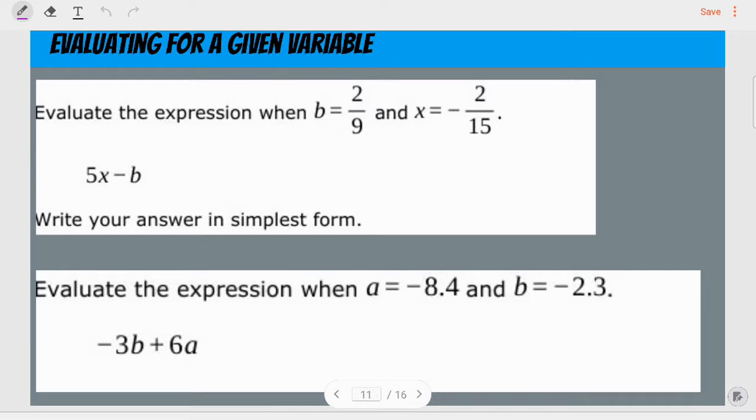Last problem. Now, you'll notice on this page that we've got some fractions and decimals. Don't be intimidated. Remember that we are able to use our calculator, and I'm going to demonstrate that again. So when I evaluate this expression, I'm going to do the same thing as I did before.